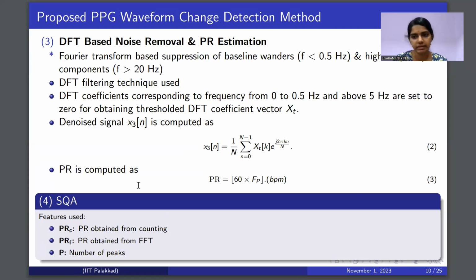And in the fourth step, we have the signal quality assessment using only three simple features. That is the pulse rate obtained by counting the number of systolic peaks, and the pulse rate obtained from the fast Fourier transform. Also, we are using the number of peaks as a feature for the signal quality assessment.